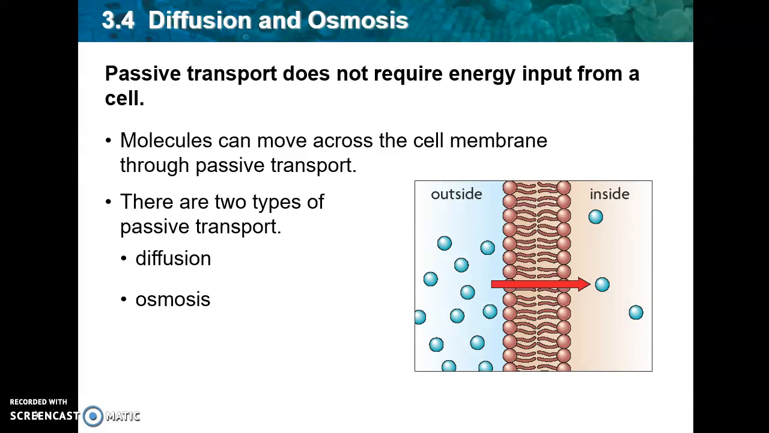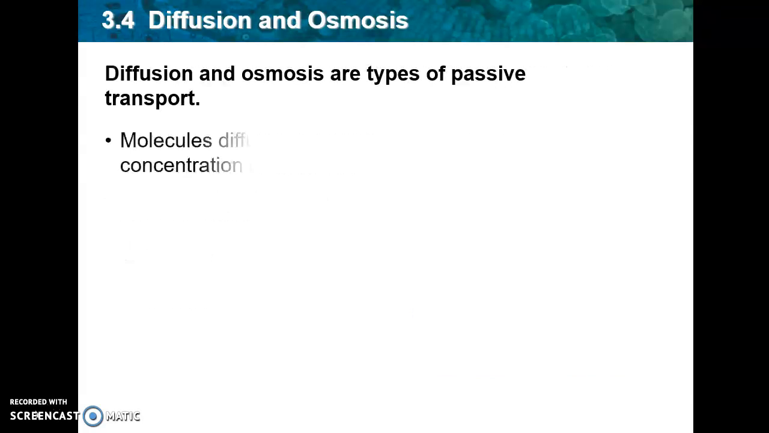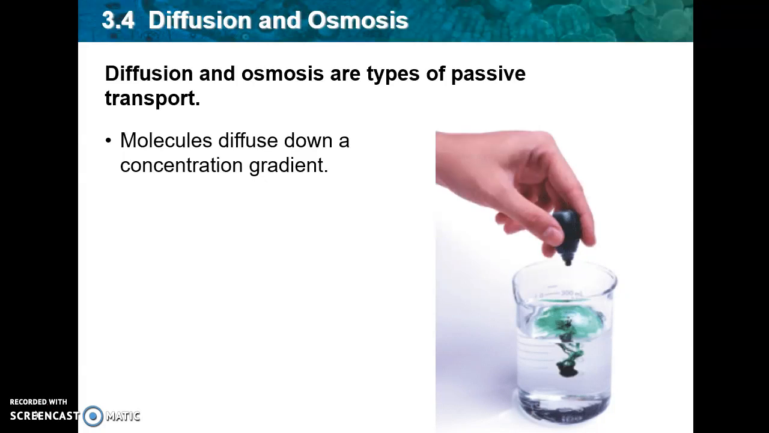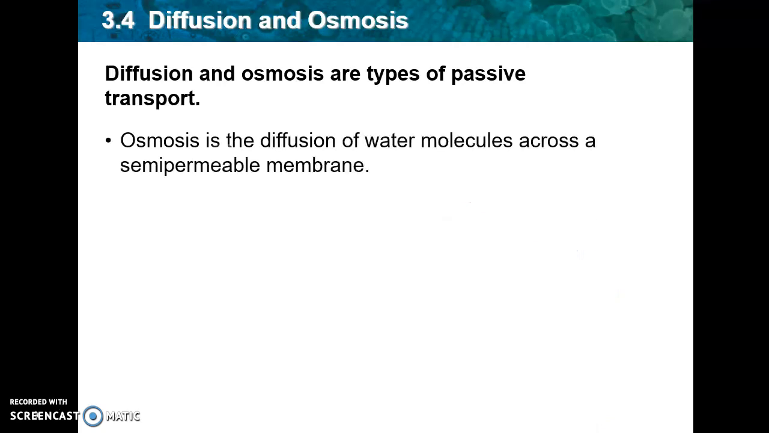Osmosis is a type of passive transport that we got to witness when we did the naked egg experiment. Oh, I didn't even know this is the picture they used. Molecules diffuse down a concentration gradient, and this is somebody dropping a few drops of food coloring into a beaker full of water, much like what I was just talking about.